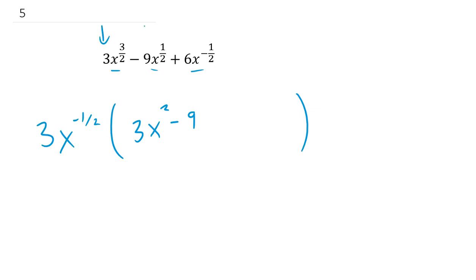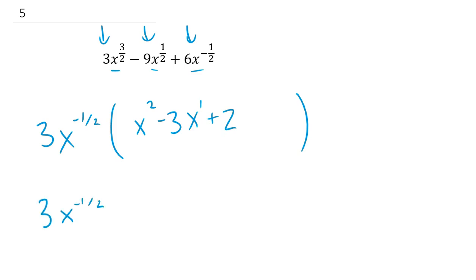I have a factor of 3 in all of these. So I took away the 3. I'm left with just x to the 3 halves minus -1/2 makes 2. -9, factor out of 3, I'm left with -3. x to the 1/2, factor out x to the -1/2, 1/2 minus -1/2 makes 1. x to the 1. 6, factor out of 3, I have 2. x to the -1/2, I factor out x to the -1/2, so it's just plus 2.